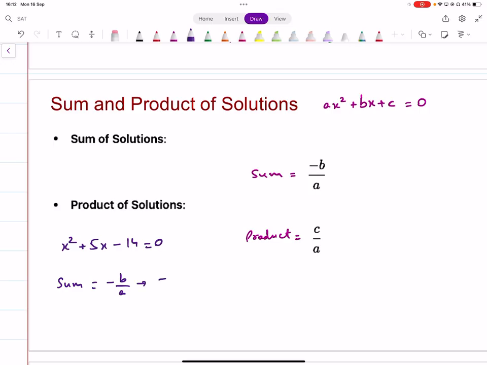What does that give us? Minus 5 over 1, which is minus 5. And that's exactly what we got there as well, right? What about the product of roots?